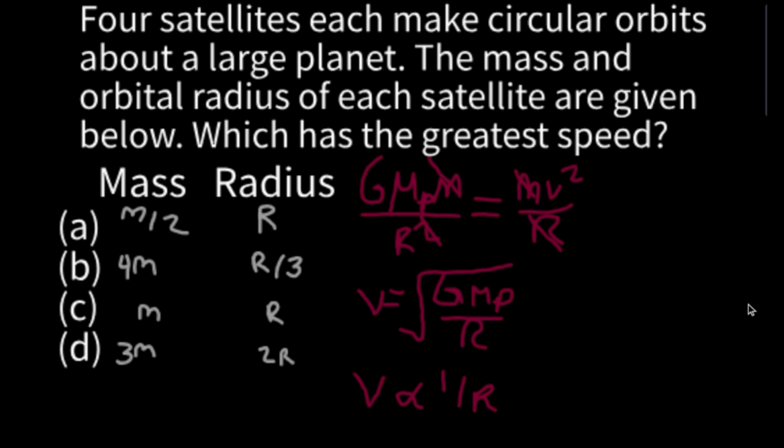You can think about that if you have an object on the end of a string, and you're spinning it in a horizontal circle. The smaller you make that radius, the faster that object is going to spin. So of our options, the satellite with the smallest radius is B. That satellite will be orbiting the fastest, and A and C will have the same speed in orbit, and D will be the slowest if you were to rank these.